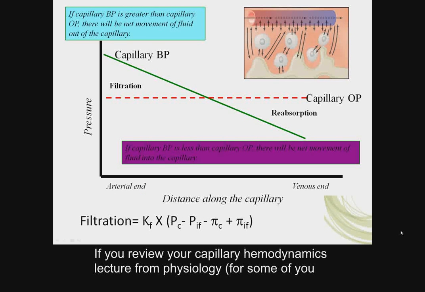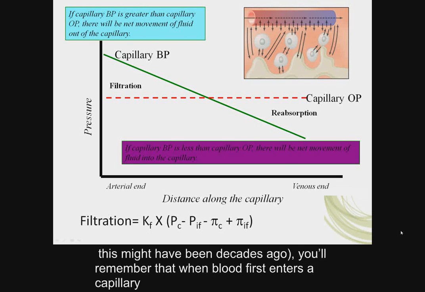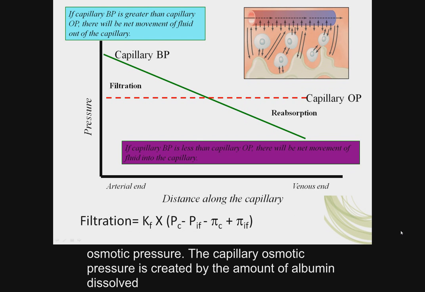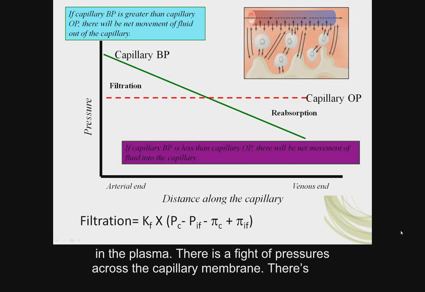If you review your capillary hemodynamics lecture from physiology, for some of you this might have been decades ago, you'll remember that when blood first enters a capillary at the arterial end, the capillary blood pressure is much higher than the capillary osmotic pressure. The capillary osmotic pressure is created by the amount of albumin dissolved in the plasma. There is a fight of pressure across the capillary membrane.